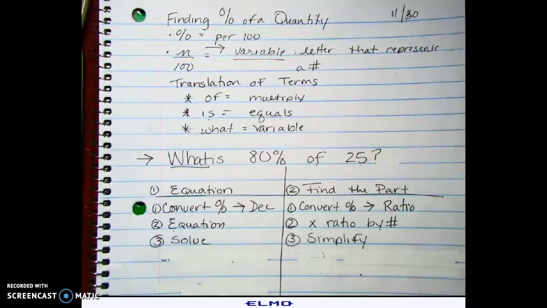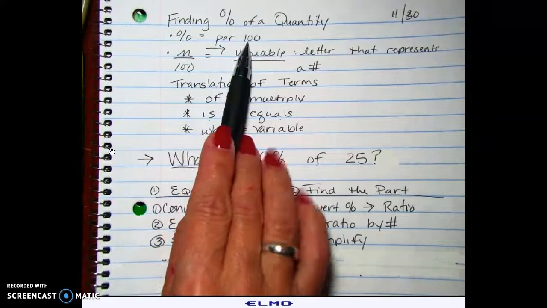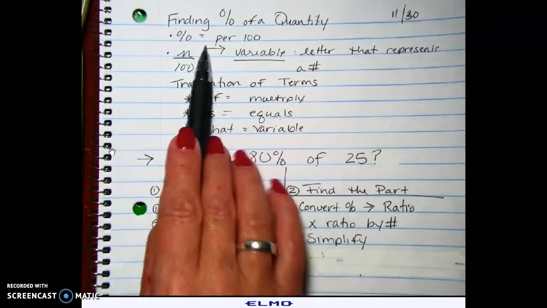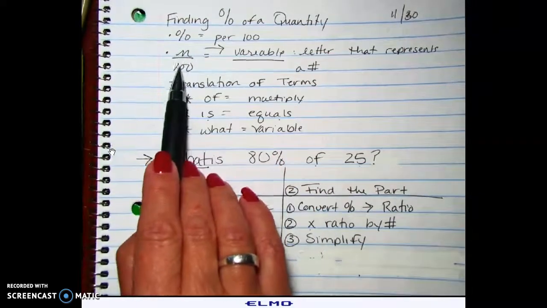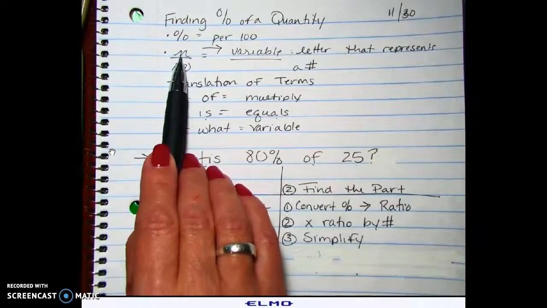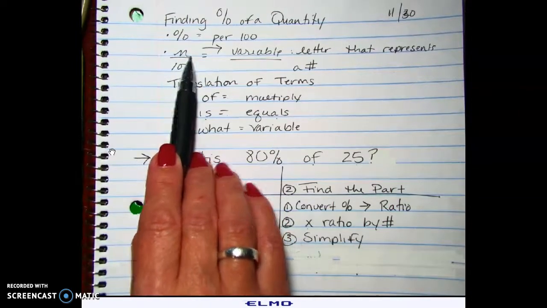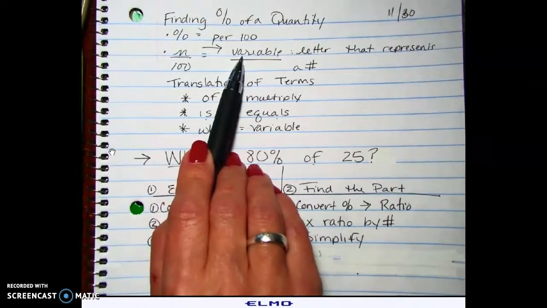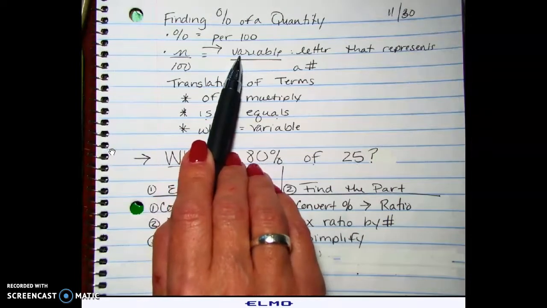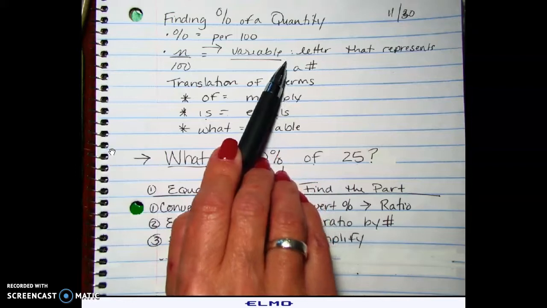So today we learned finding a percent of a quantity. So let's review a little bit about percents. Percents means per 100. We write percents with that number over 100, meaning per 100. Now I put a letter in place of the percent. That letter actually has a name and it's called a variable. We're going to be working with variables today, so I want to make sure you understand what that means. It is a letter that represents a number.